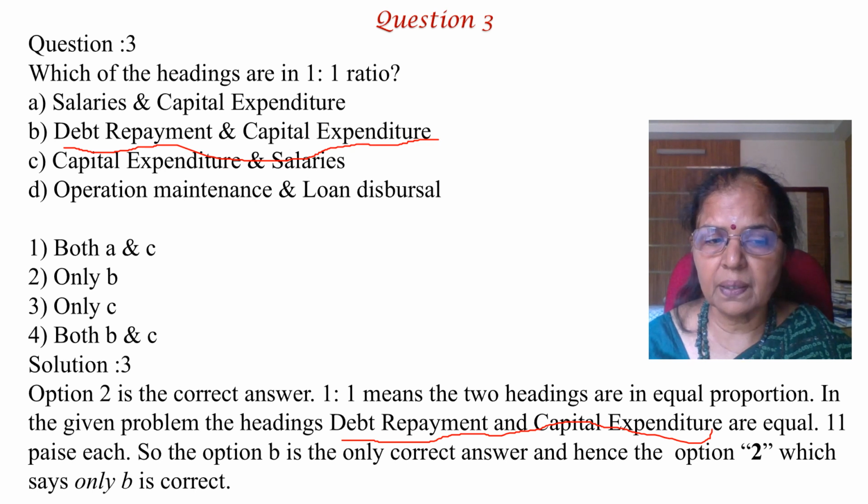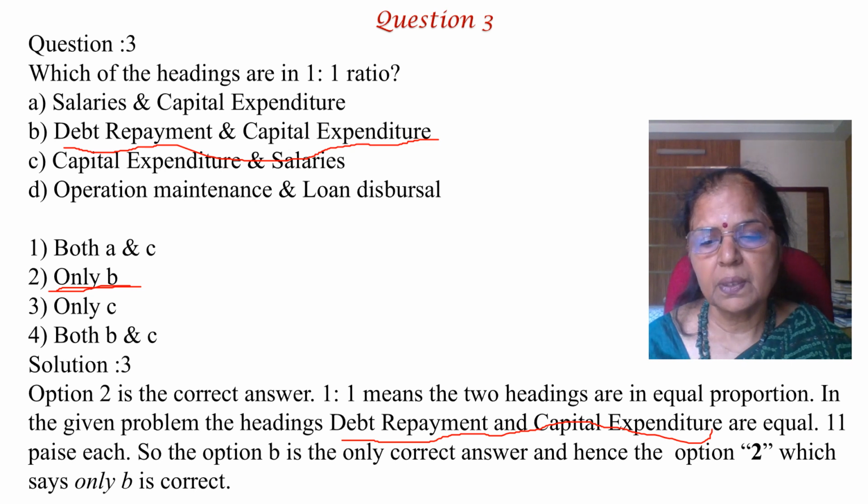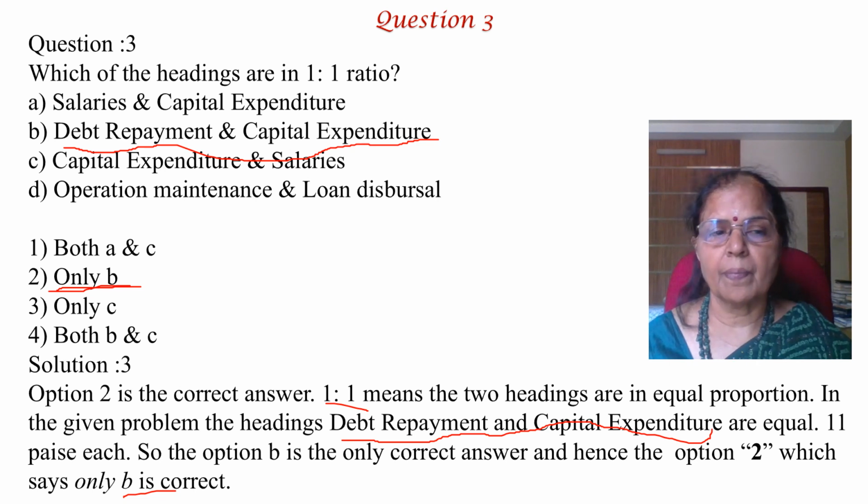And again, there is one more question, which is correct. Only one pair is there in 1:1 ratio. That is only debt repayment and capital expenditure. So only B is correct. So the second option is correct. So the option second, which says only B, is the correct one. Okay. So 1:1 means 2 headings are in equal proportion.